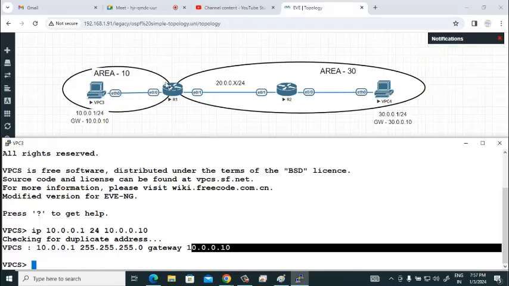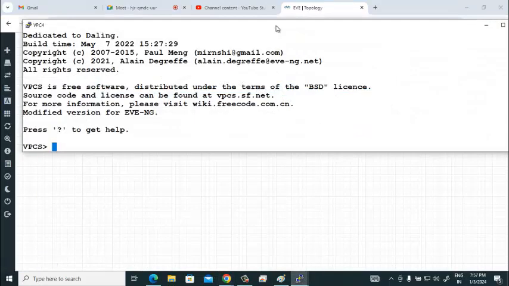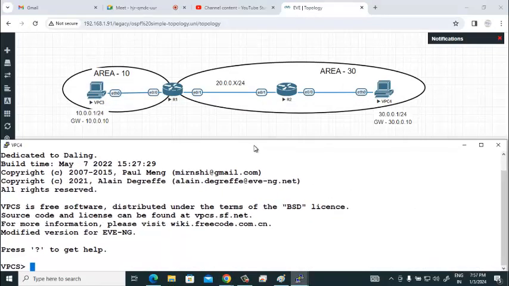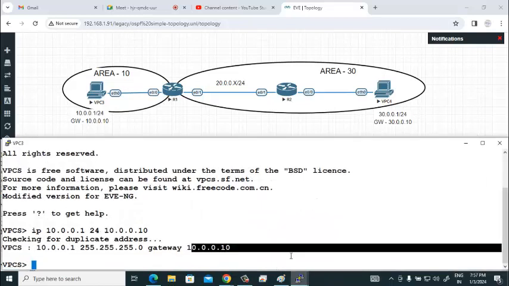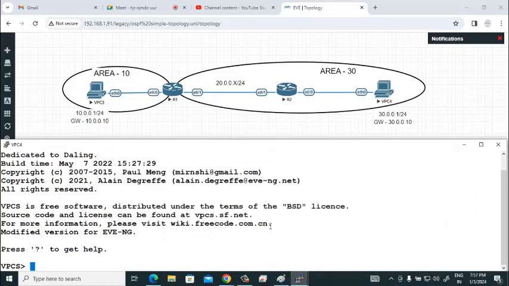Now let me go to this VPC. One more thing, if I want the IP address, I have to save it. Otherwise, if I restart, it won't have the IP address and I need to do it again. So I saved it. Now here also IP 30.0.0.1, 24 is the mask, and then gateway 30.0.0.10. And let's save. Done.